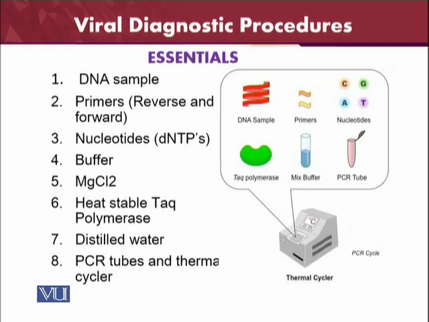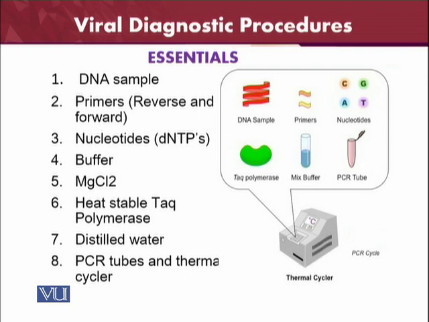First of all, the essentials, the most important necessary things for the PCR diagnostic procedure. Most important is the DNA sample for which we are going to do the PCR. Then the primers, there are two kinds of primers. One is the reverse primer and the other is the forward primer. And one will start the amplification on the 5 end and the other on the 3 end.